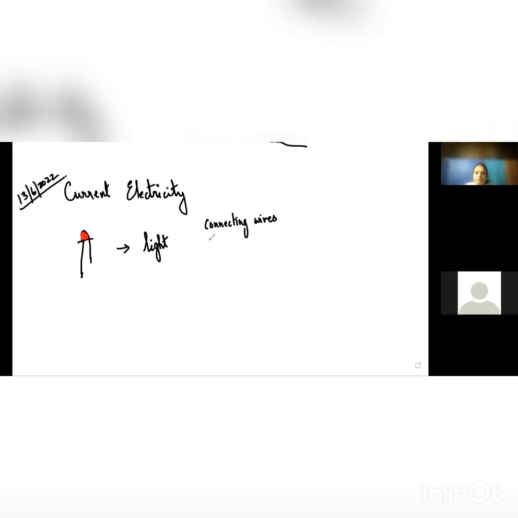So a cell. So what is the function of the cell here? I'm using a cell, okay, and I will connect the LED. This is the symbol for a diode. Diode. You have still not studied, so that's okay. And I need some connecting wires, and it's going to emit light. Fine. Okay, what is the purpose of the cell here?